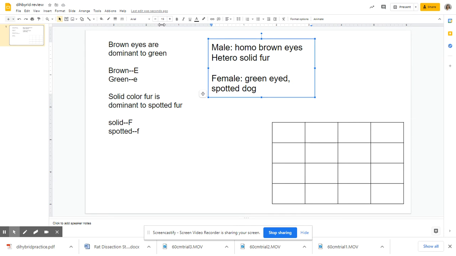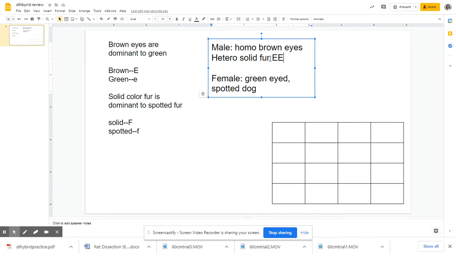Which means what we can do now is set up these alleles to correctly represent what each of our dogs are. So we're going to start first with our male. If our male is indeed homozygous for brown eyes, that means the only genotype that dog can have for brown eyes would have to be two capital E's. Homozygous means the same, and the eyes are brown, which is the dominant trait, so it has to be two capitals.